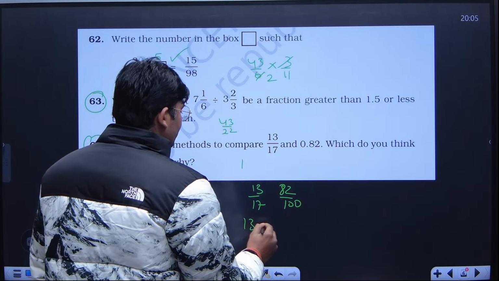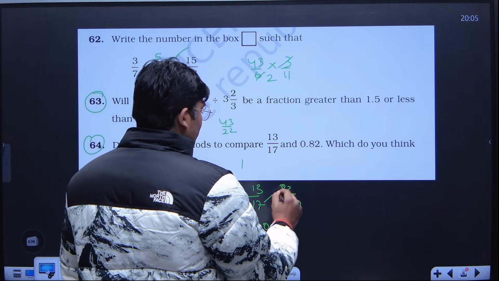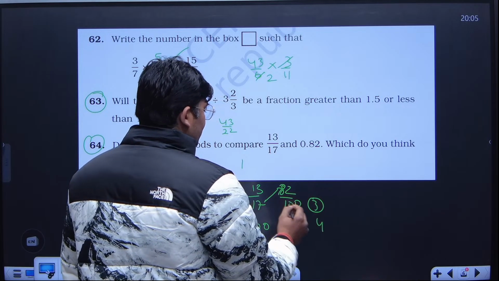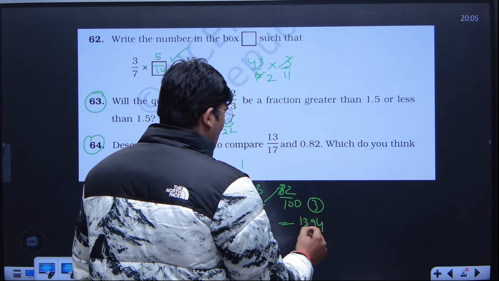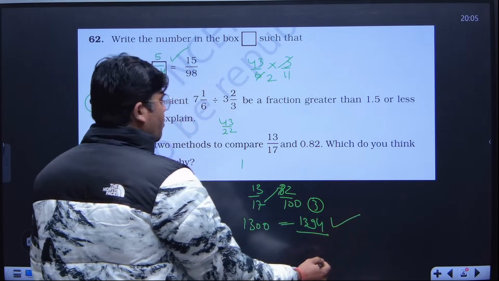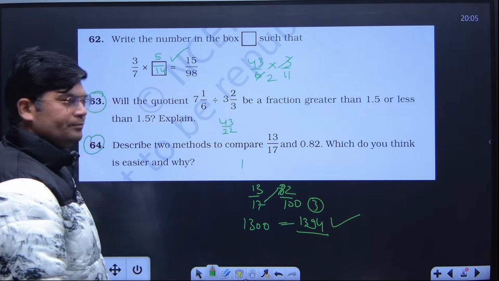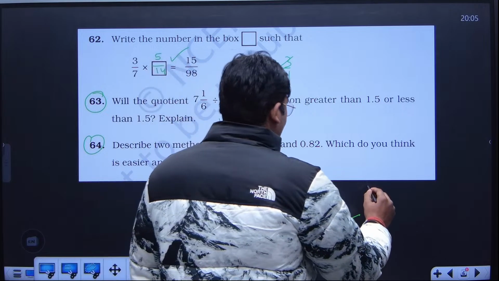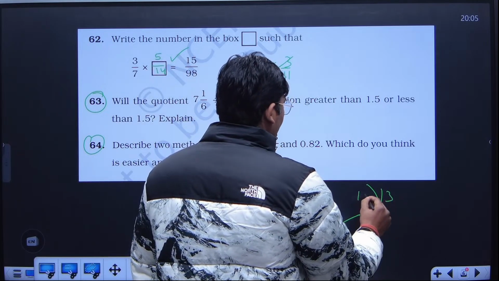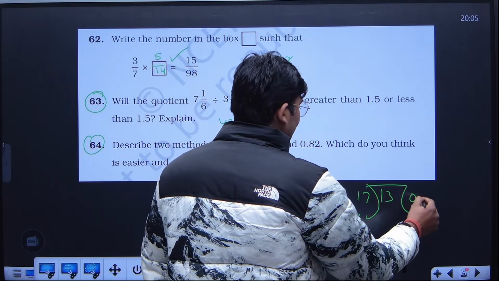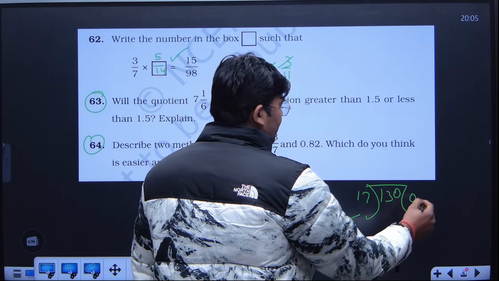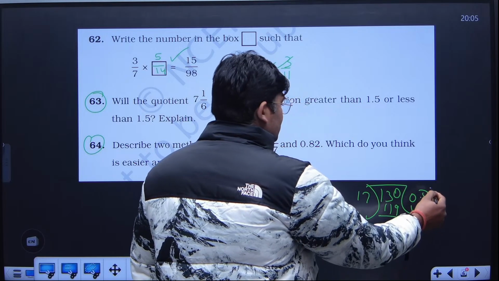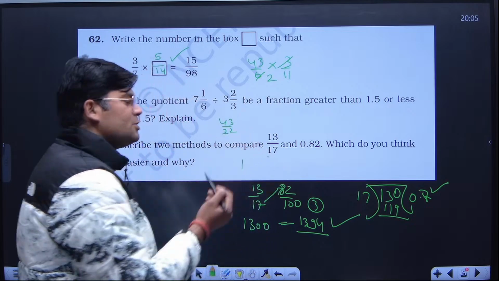This is going to be 1300, and you multiply 17 by 8, that is 136 plus 3, 139. So 0.82 is greater. The other way is to convert to decimals. 17 into 7 is 119. So since this is 0.7, again this is smaller.